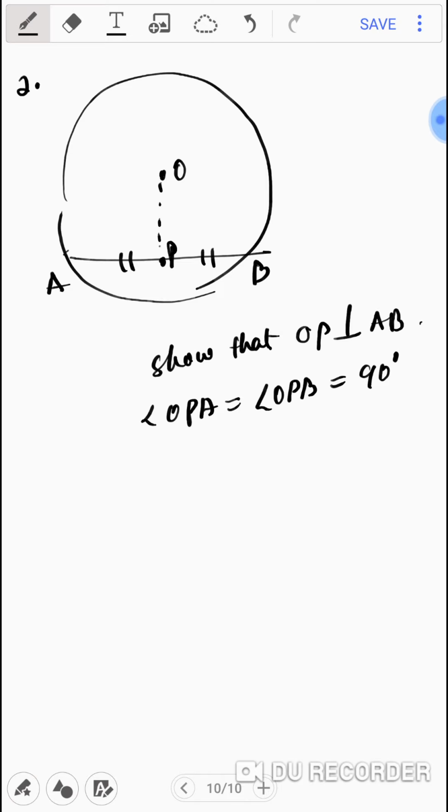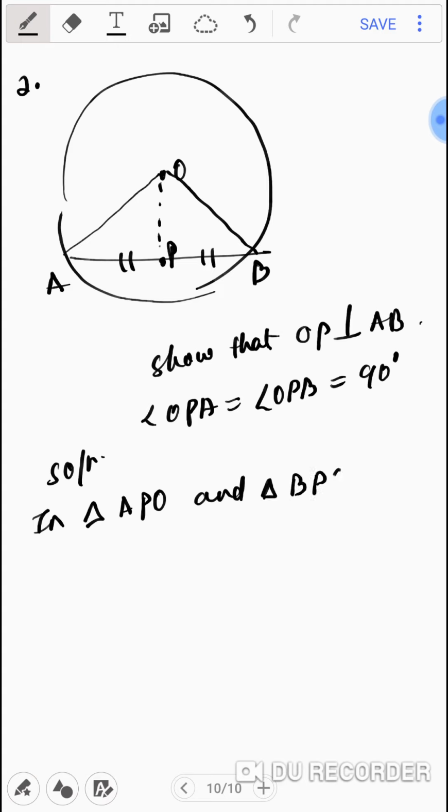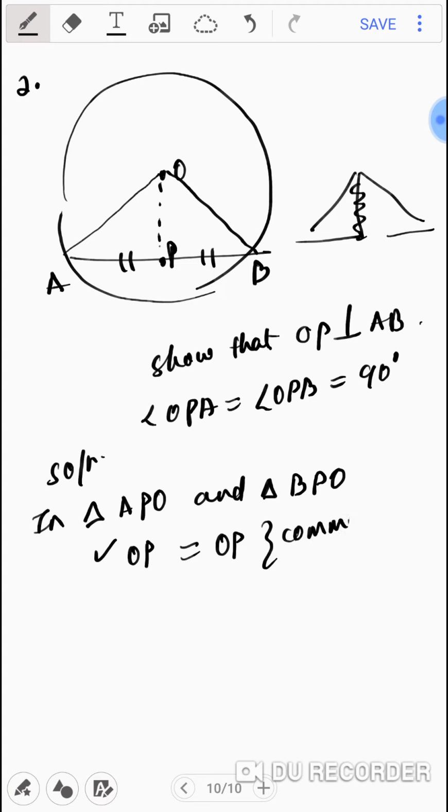So if I join this AO and OB, I'll get two triangles, my dear kids. Which are the two triangles? In triangle APO and triangle BPO, if you notice, your OP is there in both the triangles. Both triangles are made with the same side OP, so OP is common. So OP is equal to OP. We will write common side.